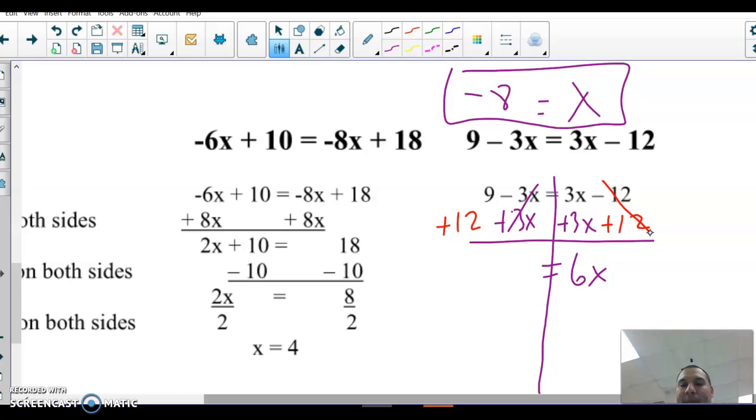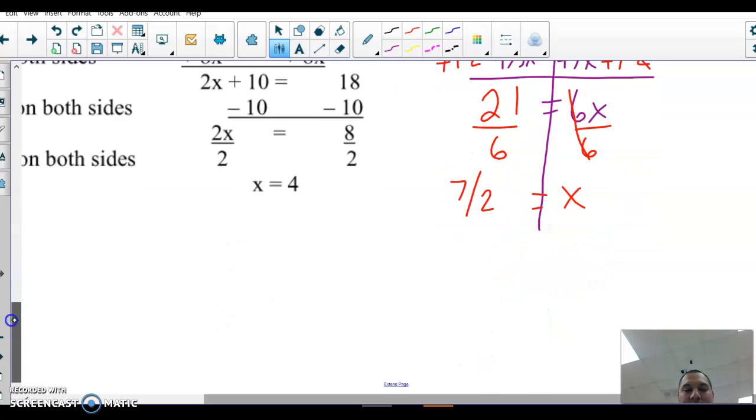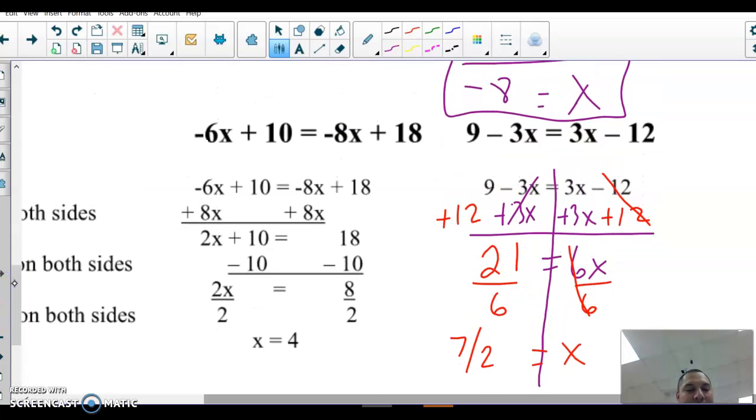So that's there. 9 plus 12 is 21. And that looks good. Divide by 6. Divide by 6. And x is 21 over 6. Let's reduce that by 3. 21 divided by 3 is 7. 6 divided by 3 is 2. So that one's done there. Plug it back in to verify.